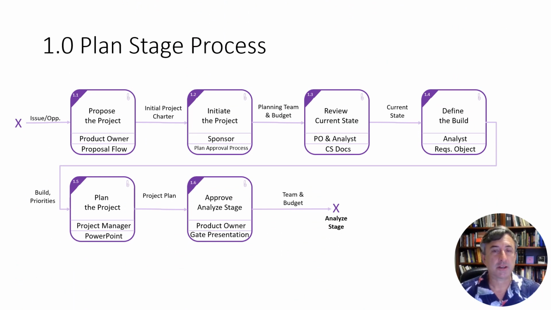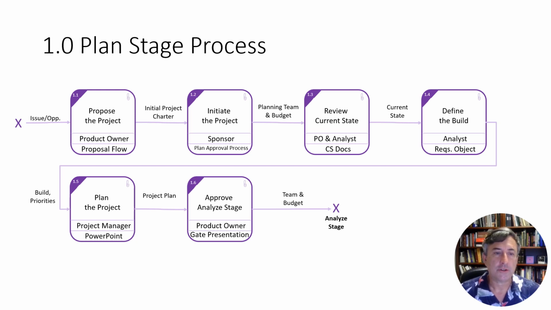The plan stage consists of 6 sub-processes. And as you see, each sub-process here is marked with a name, the primary project role that is responsible for performing the activities within the sub-process, and then finally the tool which is primarily used during that sub-process.